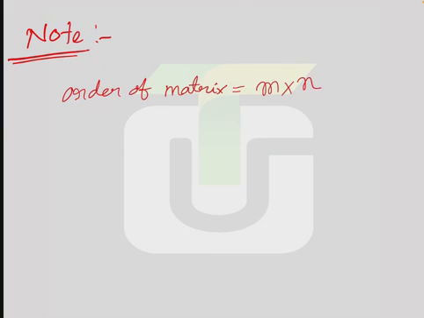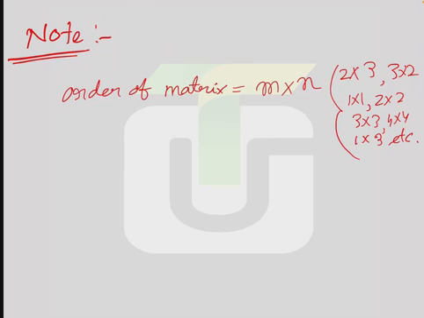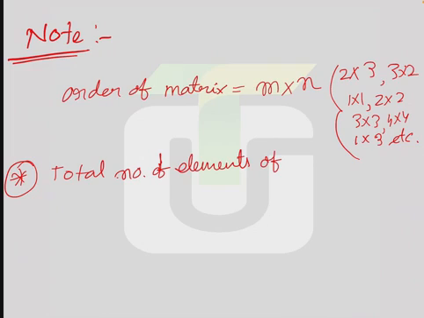M by N. Okay, we write it like this, right? M by N, that means it may be 2 by 3, 3 by 2, 1 by 1, 2 by 2, 3 by 3, 4 by 4, 1 by 3, like that. So we write the order of a matrix like this. But see, the total number of elements of a matrix is equal to m into n.